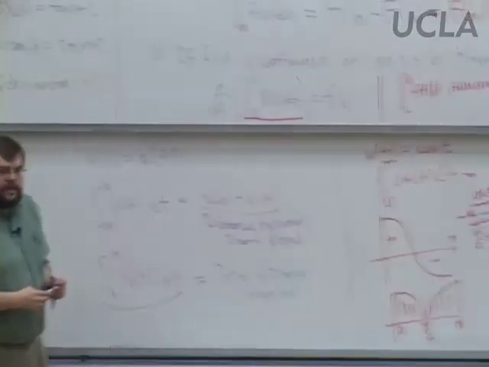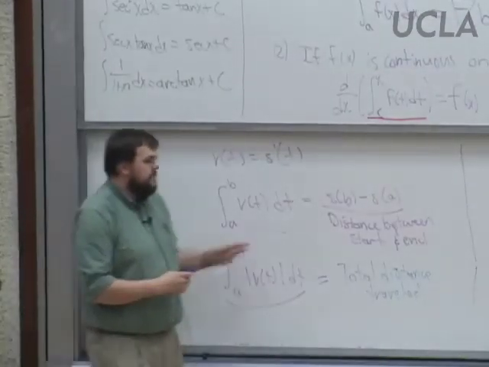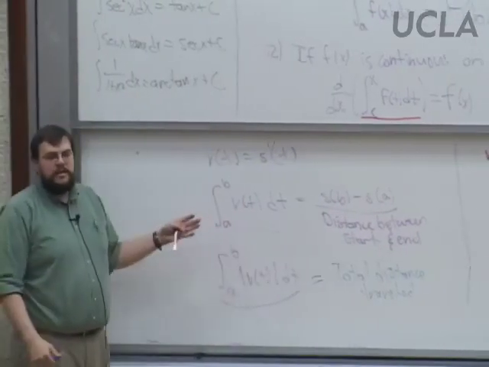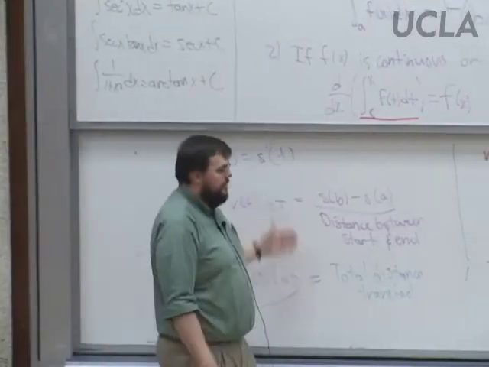Now, oftentimes, they're the same thing. In particular, if your velocity is always positive, it doesn't matter which one you look at because the absolute value is meaningless. This only comes into play whenever you have a velocity that can change signs.